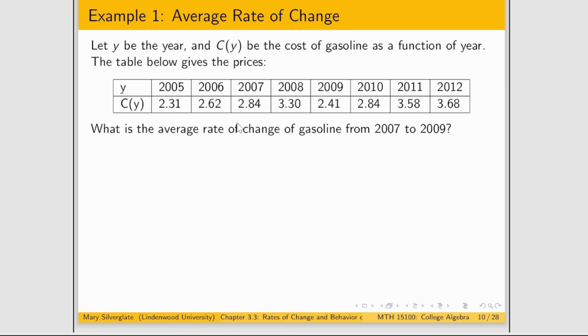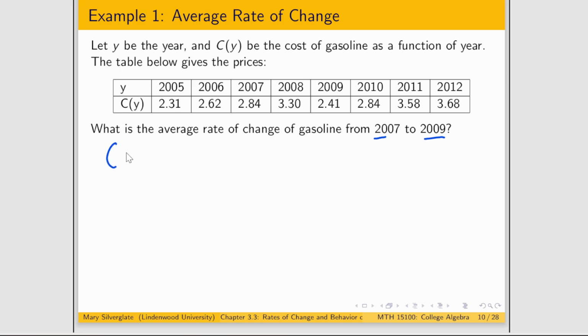So let's say we have the same data, but now I just want to know the average rate of change just from 2007 to 2009. So even though we found between 2005 and 2012 that the typical rate of change was increasing by 20 cents per year, that might not be the actual change just between those 2 years in particular. Go ahead and pause this video and try that yourself, and then we'll go over it together.